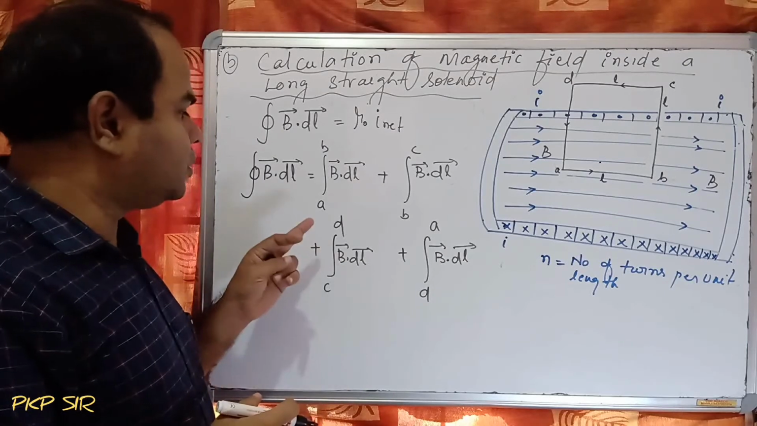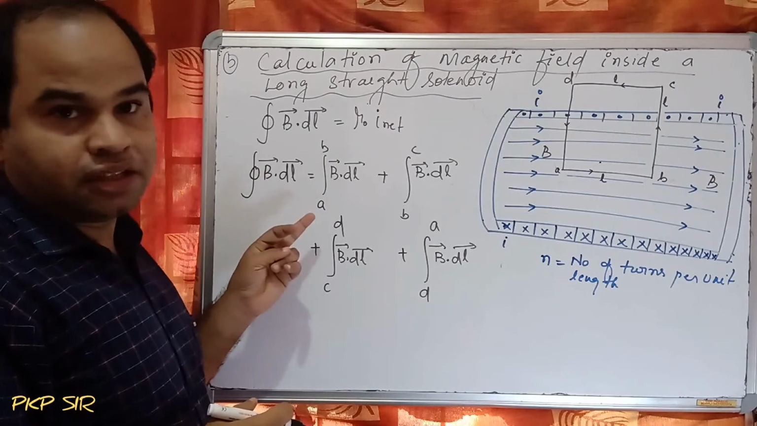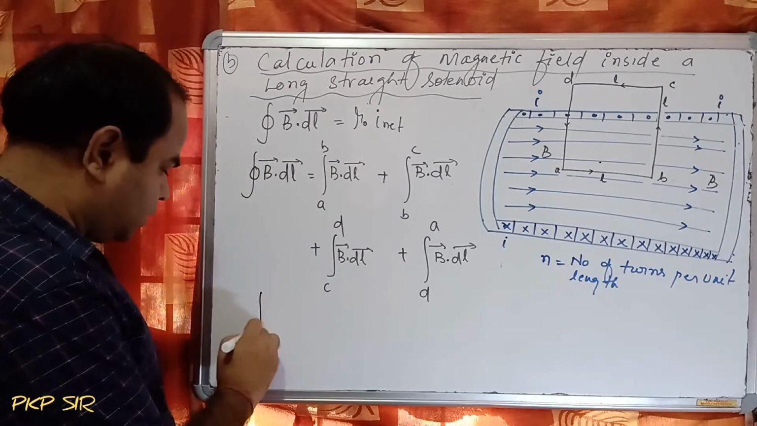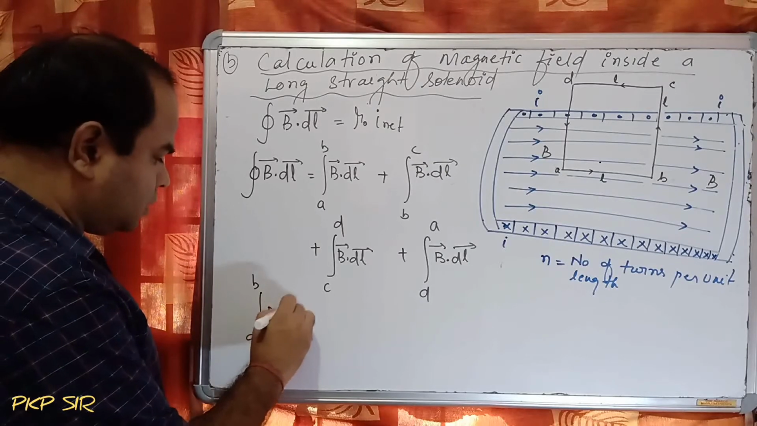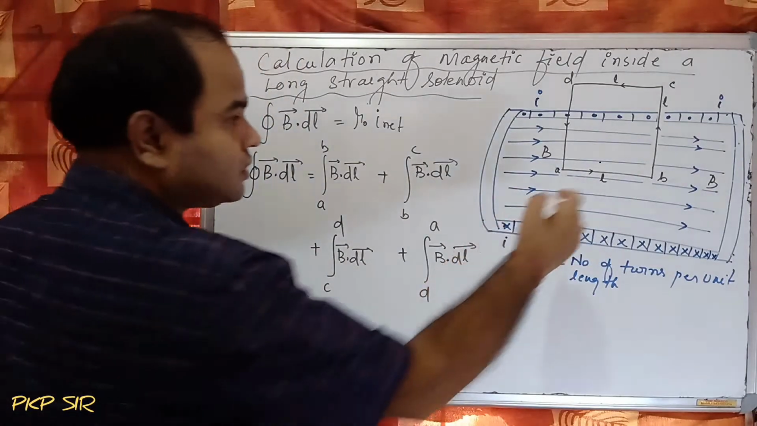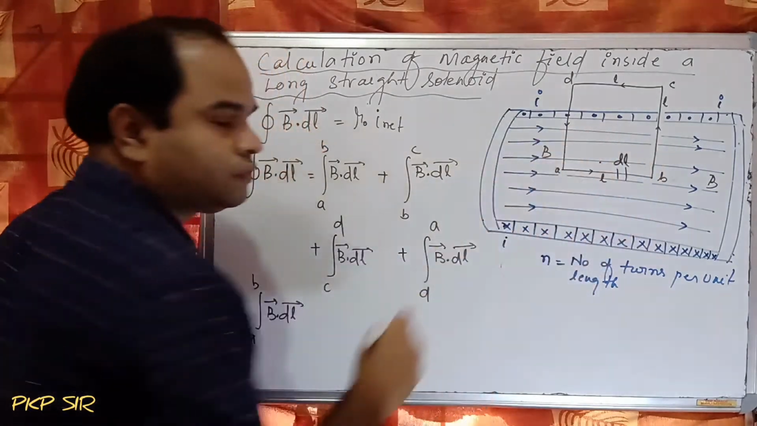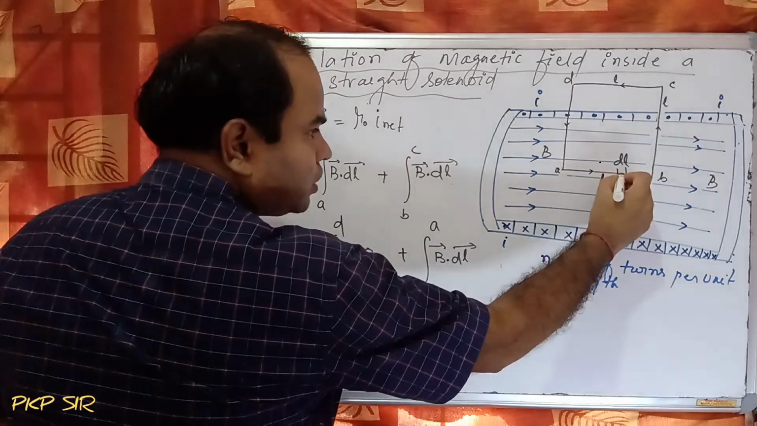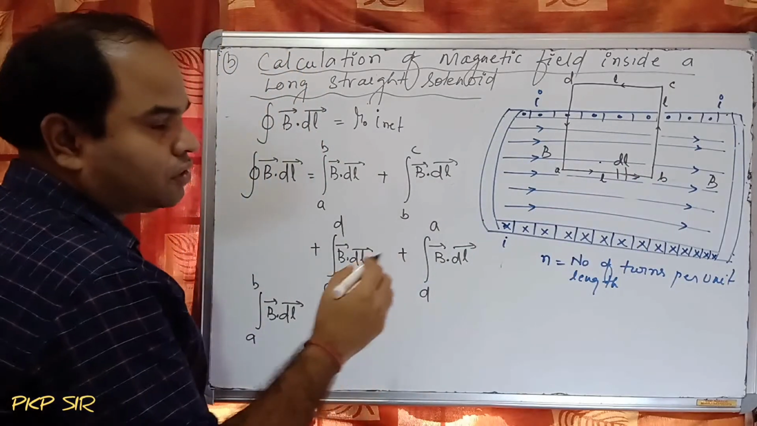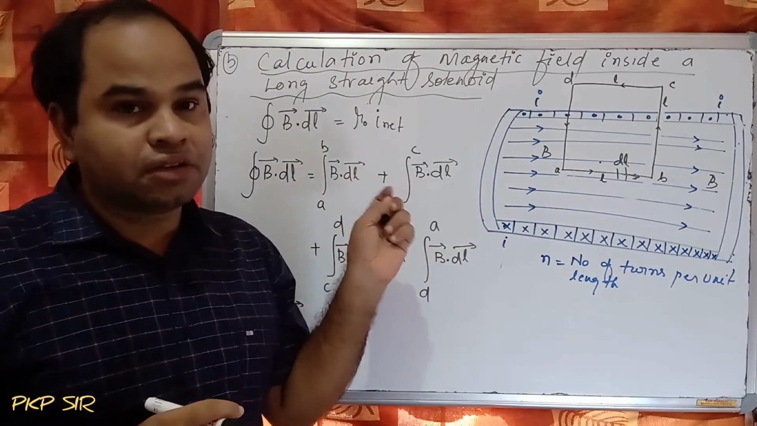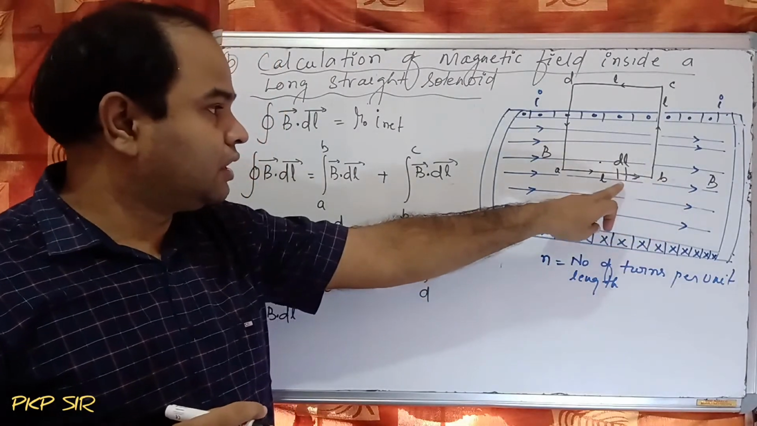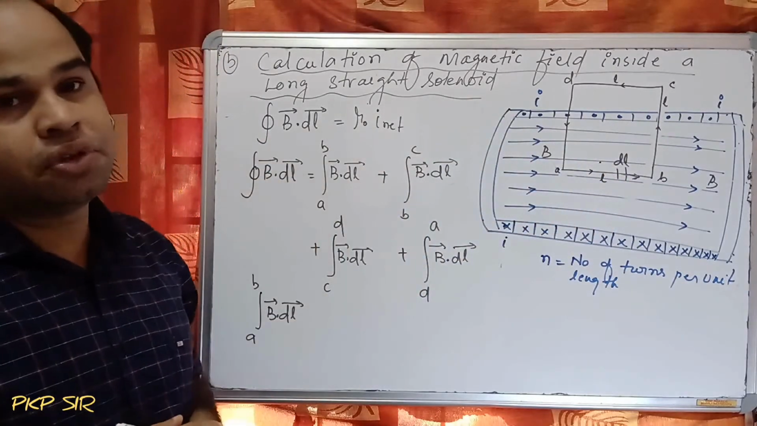After that, individually find the line integration along each path. Along the path A to B, the integral of B dot dl, let us consider a small length dl. So dl direction and magnetic field direction are the same, which means the angle between the magnetic field and the small length is 0. Again, the magnetic field direction and dl direction are the same, so the angle between B and dl is 0.